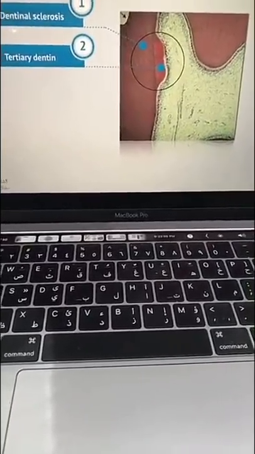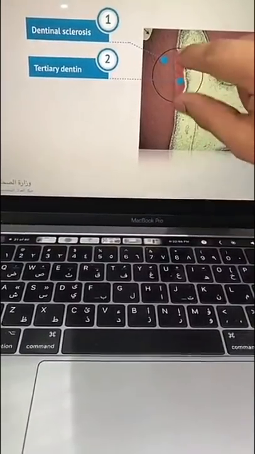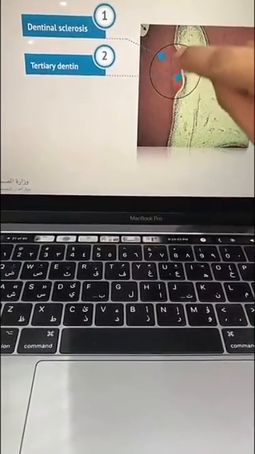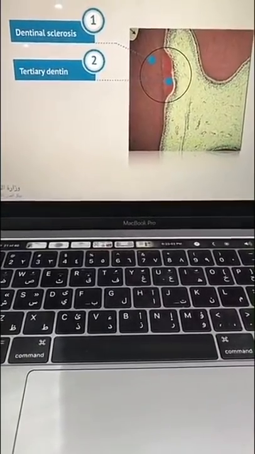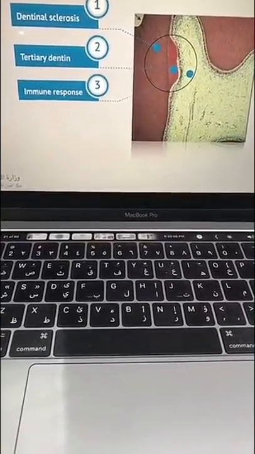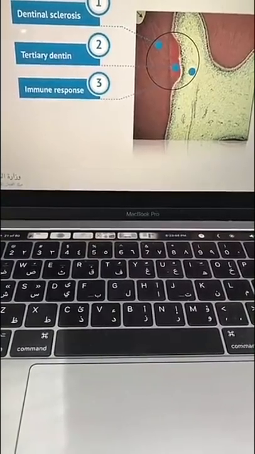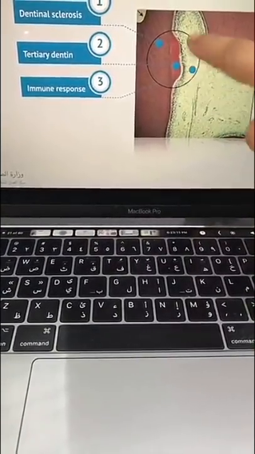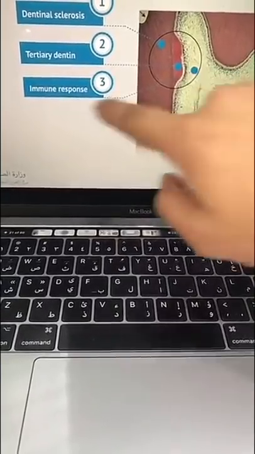Number 2, tertiary dentin. As you can see, the pulp will protect itself by laying down some dentin to be away from the caries lesion. Number 3, immune cells. Any bacteria that penetrate all the way to the pulp will be eliminated by the immune cells. Now it's important to understand that the pulp can and will protect itself only if the caries progression is slow. If it's fast, it will not have enough time to lay down tertiary dentin, and it will cause necrosis.